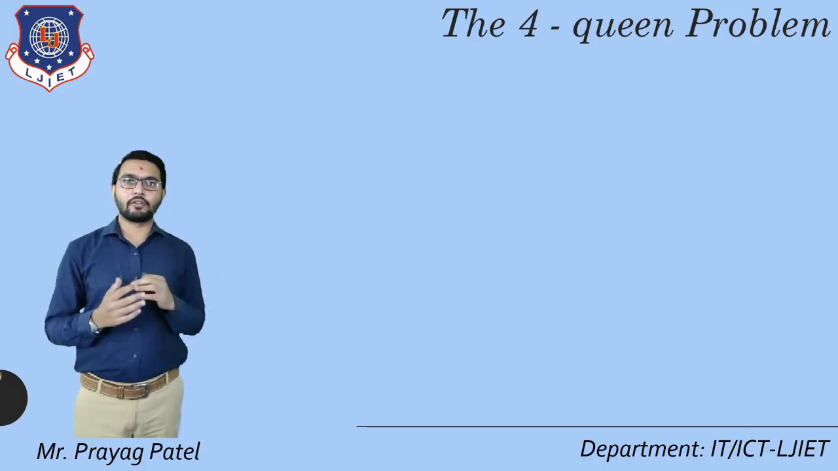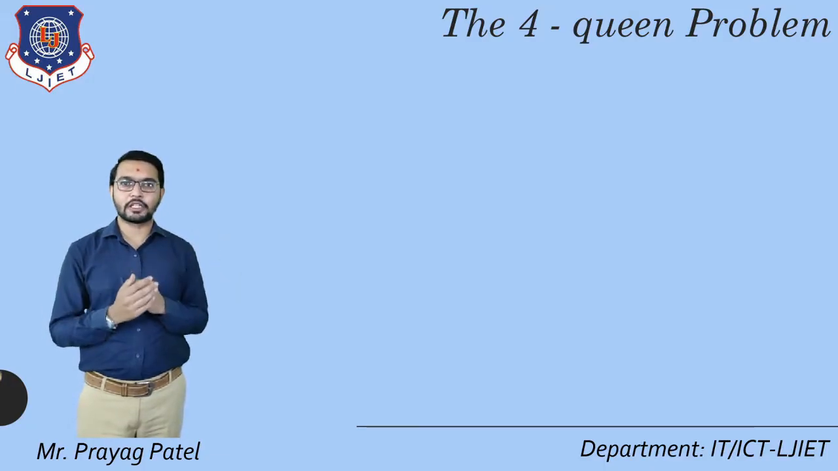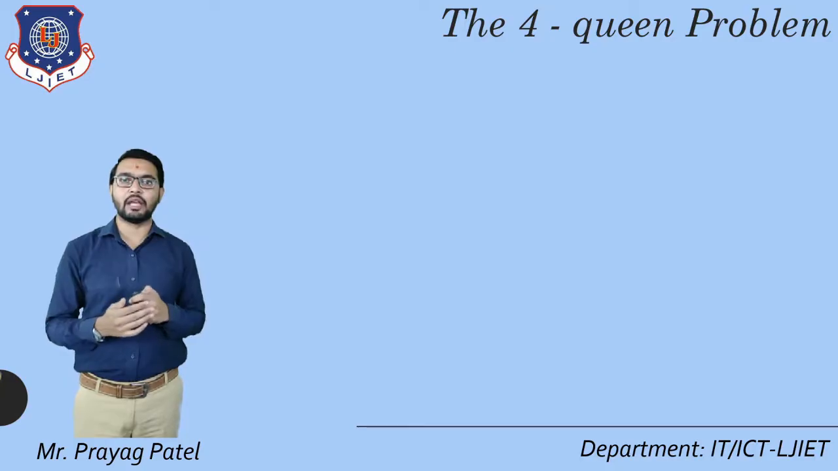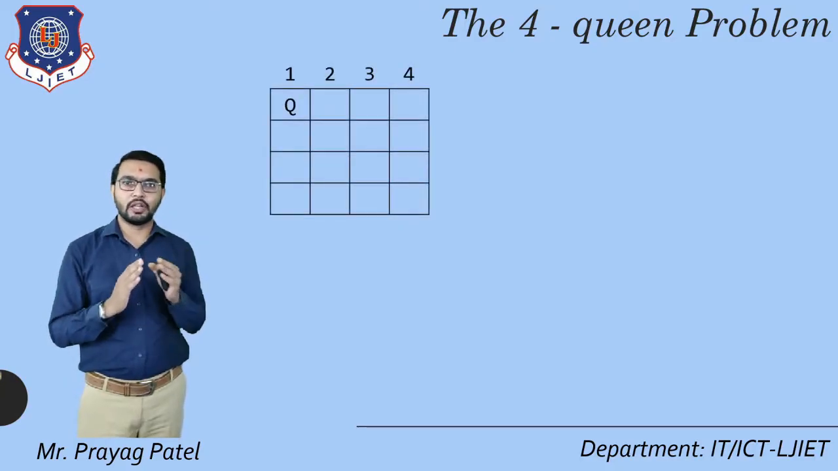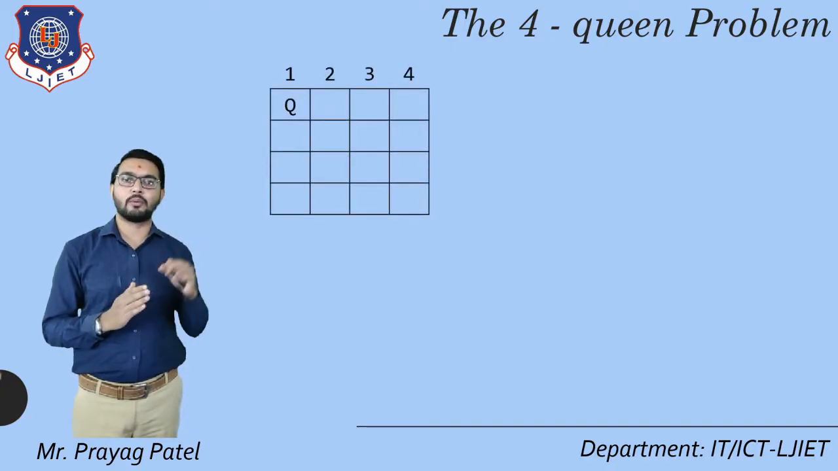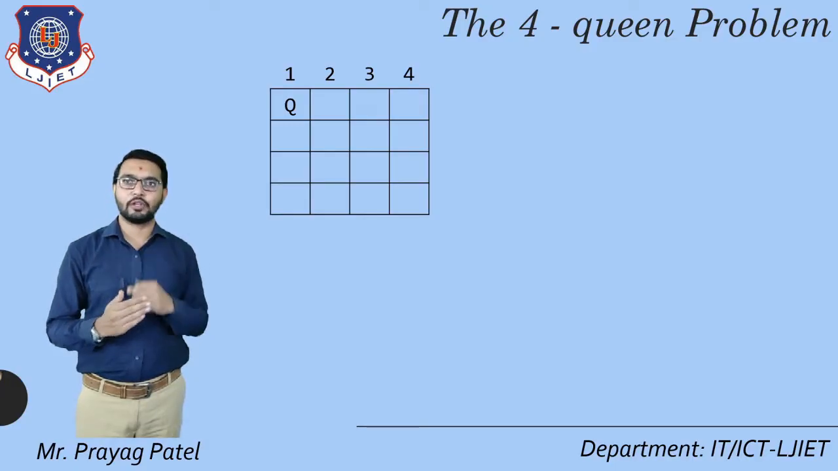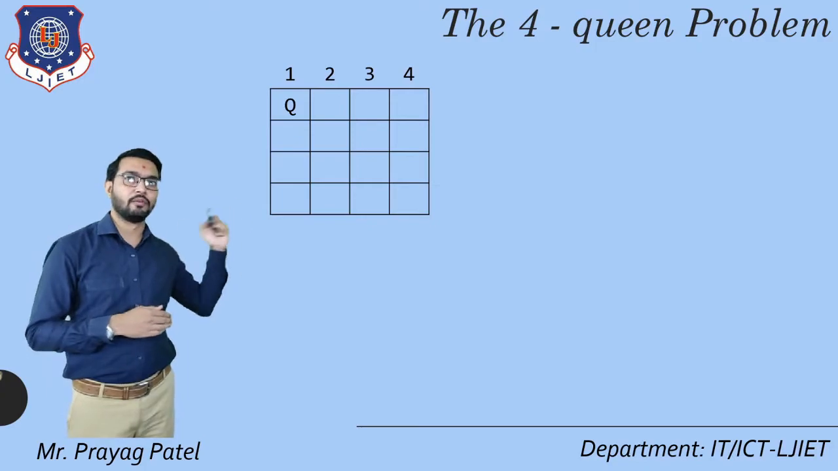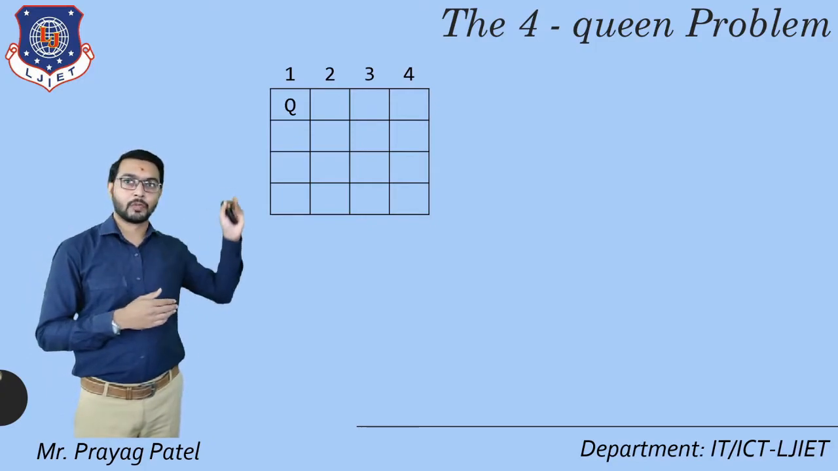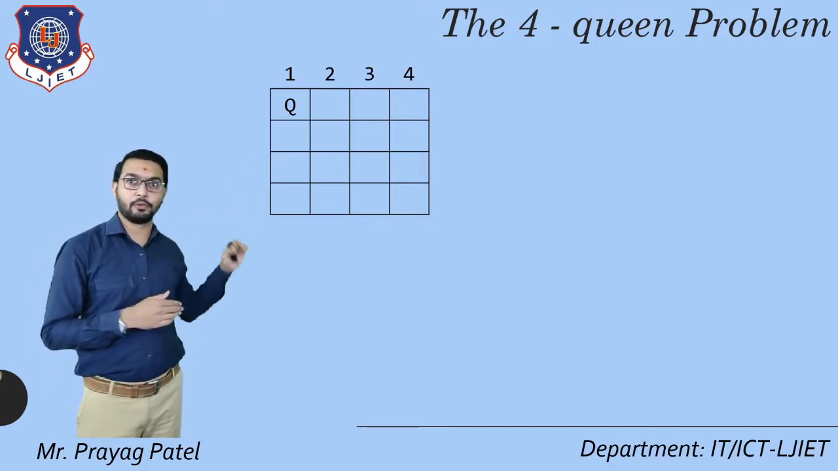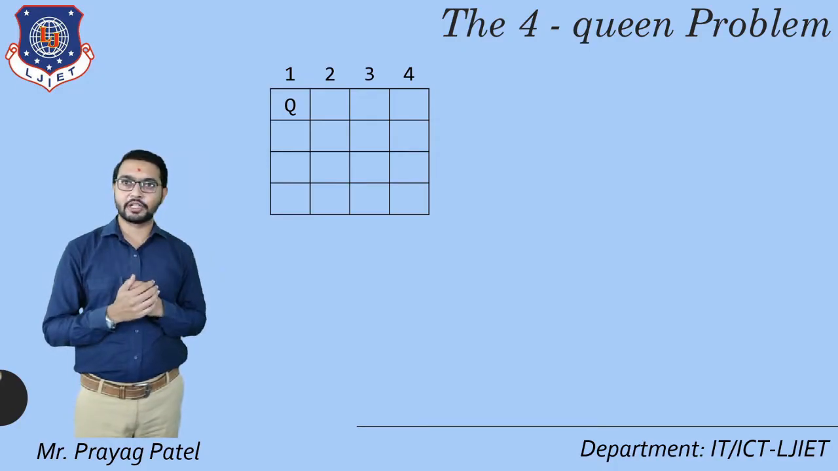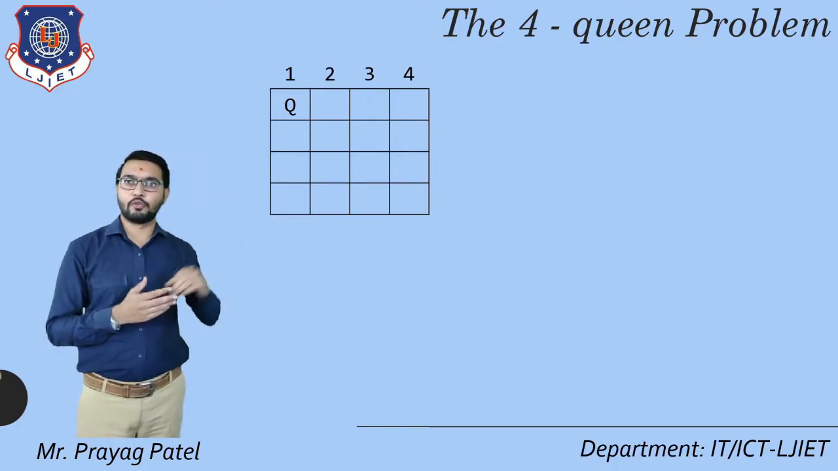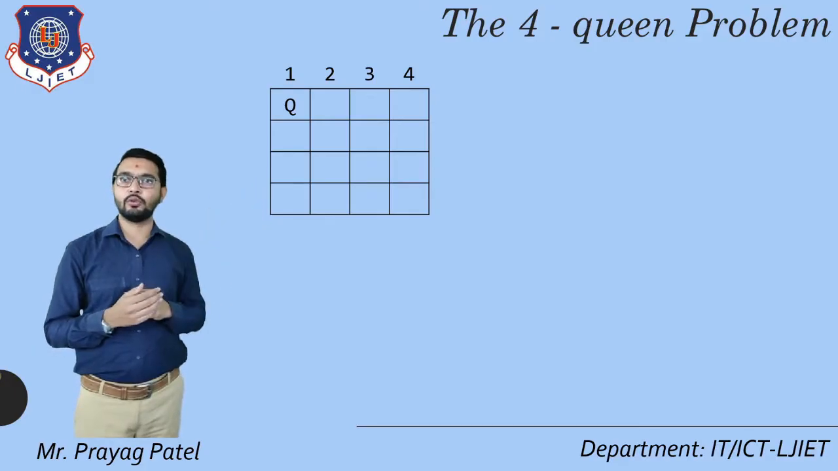Here consider the 4 queen problem, meaning in a 4 cross 4 chess box you want to put 4 queens according to your rule: not in the same row, not in the same column, and not on any diagonal. Here consider the first position at the first row. Consider rows as 1, 2, 3, 4 because it is a 4 cross 4 chess box. So rows consider from 1 to 4, and columns also from 1 to 4.